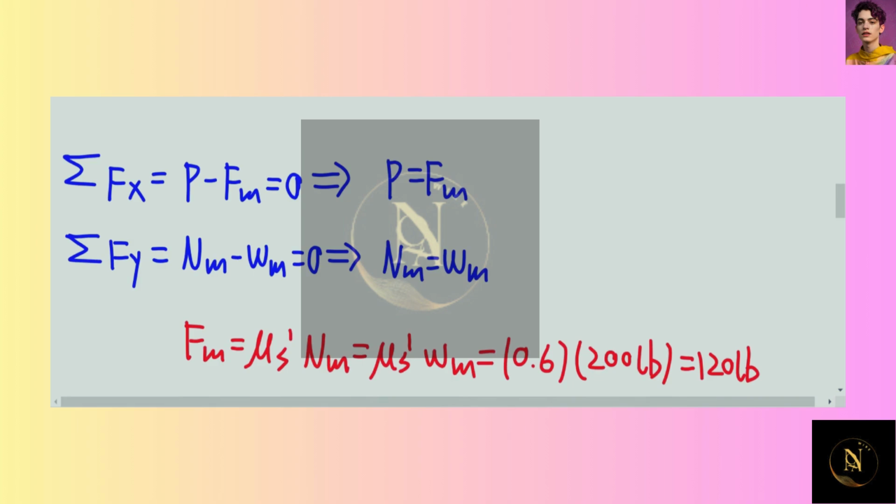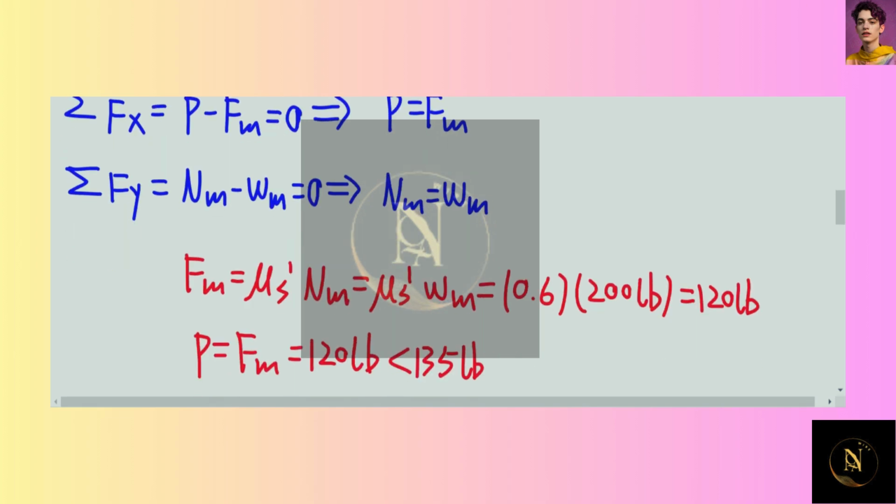And we know friction can be equal to mu_s prime times Nm, which is equal to mu_s prime times Wm, since Nm equals Wm. And mu_s prime here is the coefficient of static friction between the person's shoes and the floor. And we know mu_s prime is given as 0.6, and the person's weight is 200 pounds. So eventually you have the friction is equal to 0.6 times 200 pounds, which is equal to 120 pounds. And this will give us force P is equal to 120 pounds.